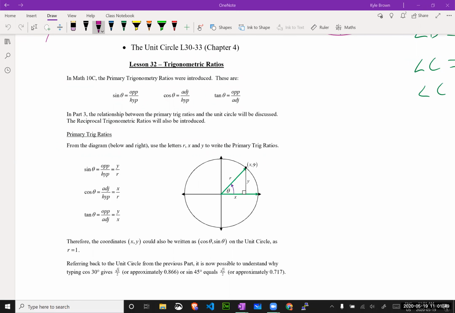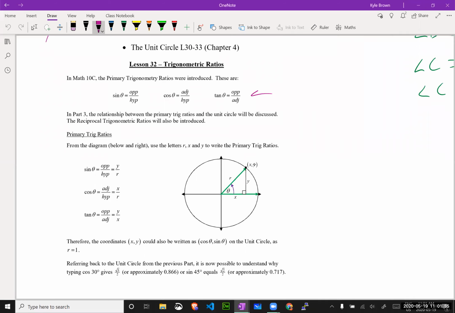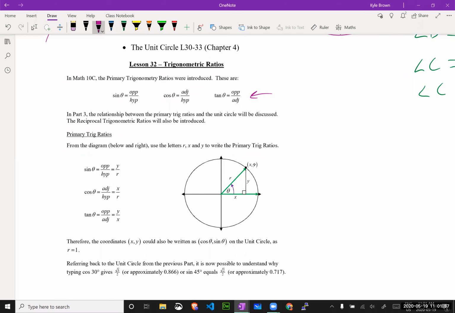All right, lesson 32, trigonometric ratios. So these ratios up here should look very familiar to you guys. You've probably used them a lot. If you've taken physics, you've done them a lot, 10C, math 20-1. So we're going to get more into that, but we're going to relate it now to the unit circle.